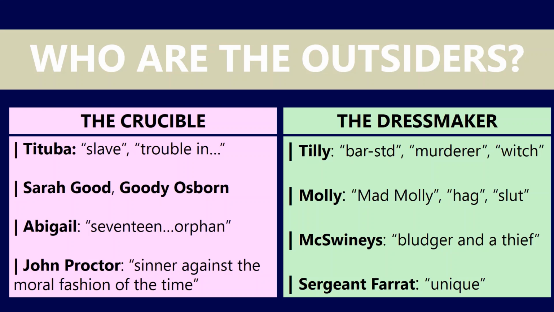What about the dressmaker? Well, Tilly is a bastard, so she is an illegitimate child, as is described in the text. She's also labelled a murderess or a murderer, as well as a witch. Mad Molly, yes, she's called Mad Molly several times. She's also called a hag and a slut, not just by the adults, but also by the children.